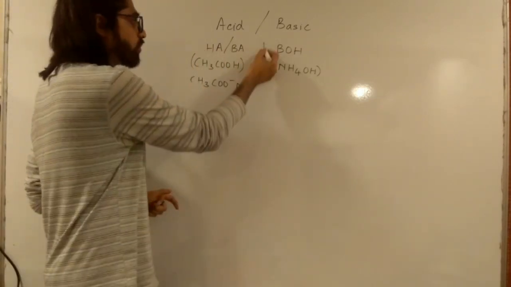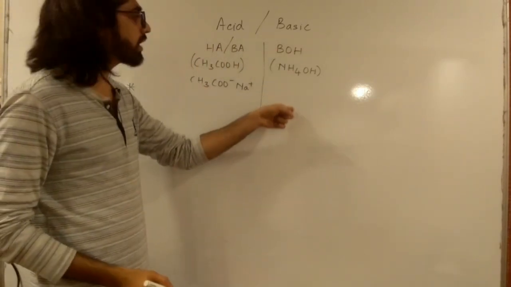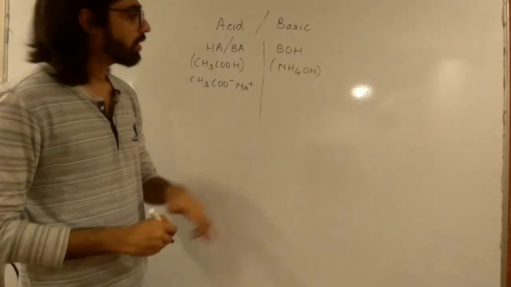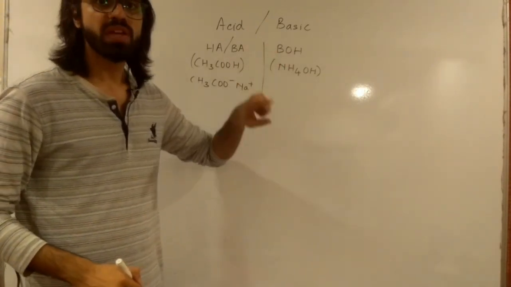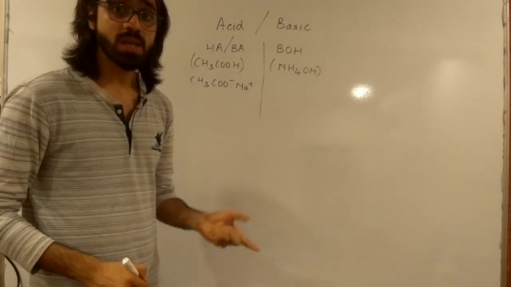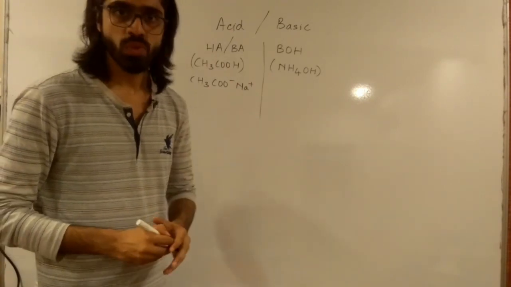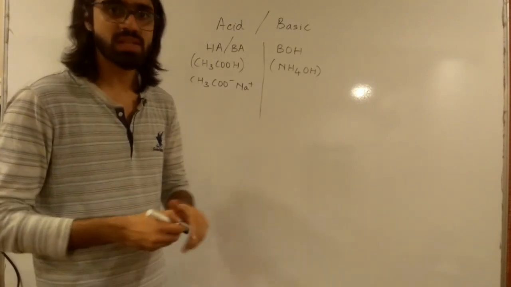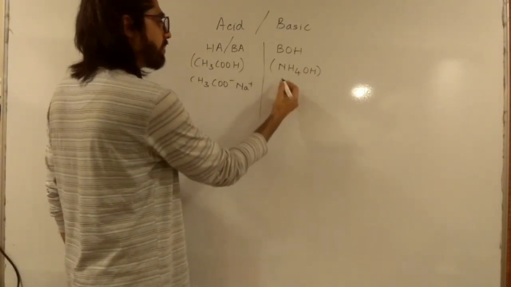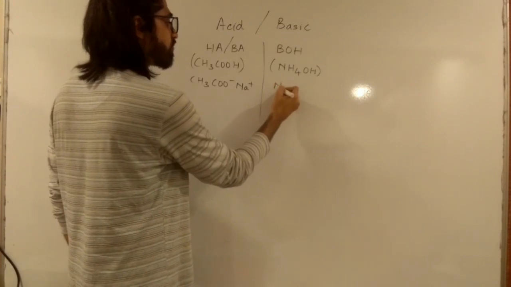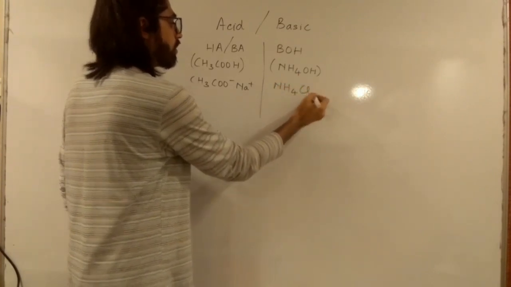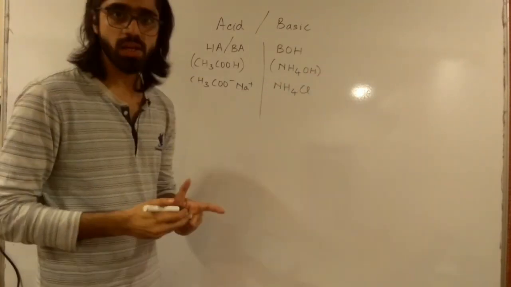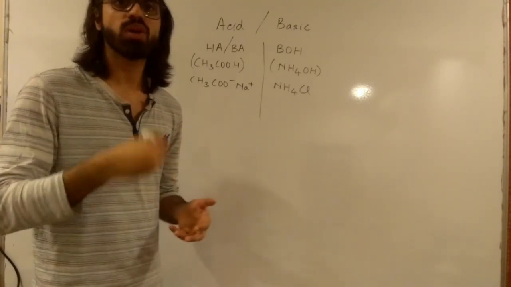Similarly, if you talk of a basic buffer, can you think and tell me what you require here? It was a weak base. So we need a salt of the weak base with a strong acid. An example of a strong acid would be HCl. So NH4OH plus HCl, the salt would be NH4Cl. So NH4OH and NH4Cl together will form a buffer and you will call it a basic buffer.